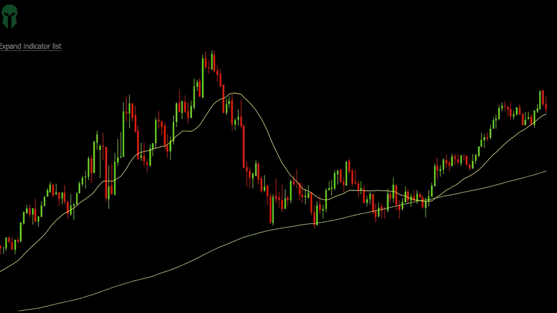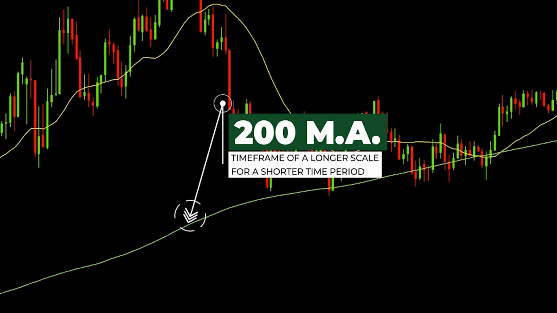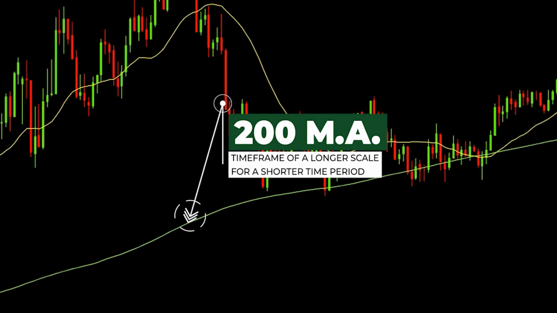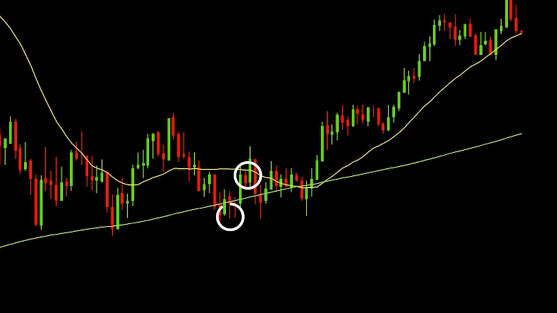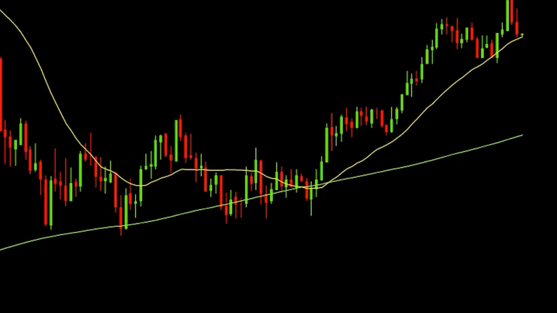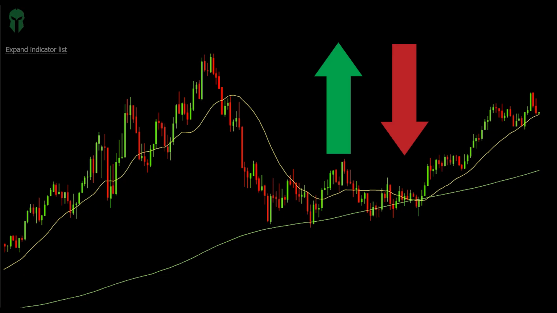Next is the 200 moving average. The 200 moving average will give us more of a time frame of a longer scale for a shorter time period, obviously, but a longer scale. What this does is give us more of the pattern of the longer trend. We'll be using the same principles. Are we above or below the 200 moving average? Is the 200 moving average pointing up or down?